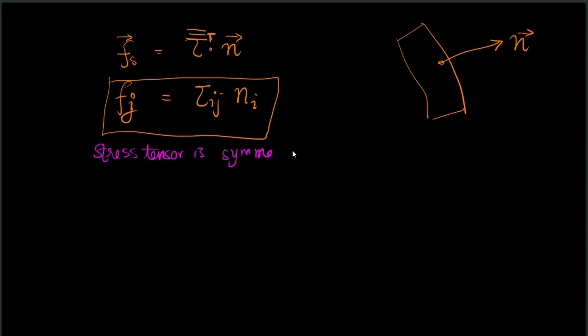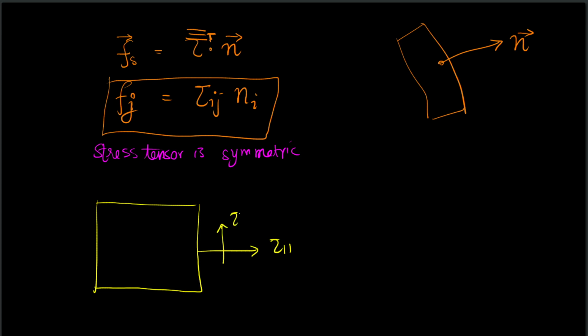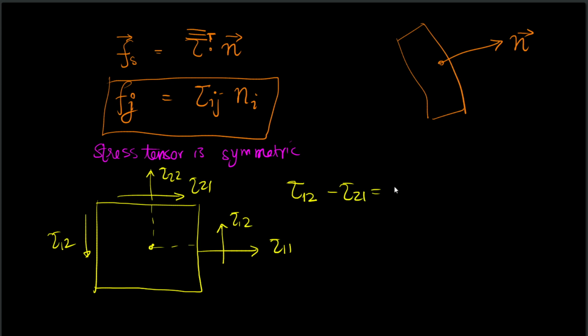And why is a stress tensor symmetric? You can recall from solid mechanics, if I take a cubic element like this, if this is tau 1 1, this is tau 1 2, this will be tau 2 1, this is tau 2 2, and so on. If I take the moment about this point, one will obtain tau 1 2 minus tau 2 1 is equal to the net moment.